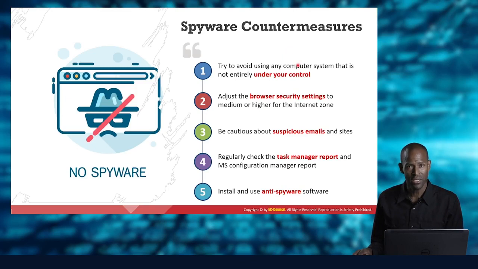For spyware, try and avoid using a computer system that's not entirely under your control. Like for instance, let's say that you and a roommate and a friend share the same computer system. No, don't do that, because one of them could have run into an area where they installed spyware. So try to avoid stuff that's not under your control. Adjust your browser settings for at least medium or higher in the internet zone to avoid certain types of spyware downloads. Also, suspicious emails, be very careful with those.